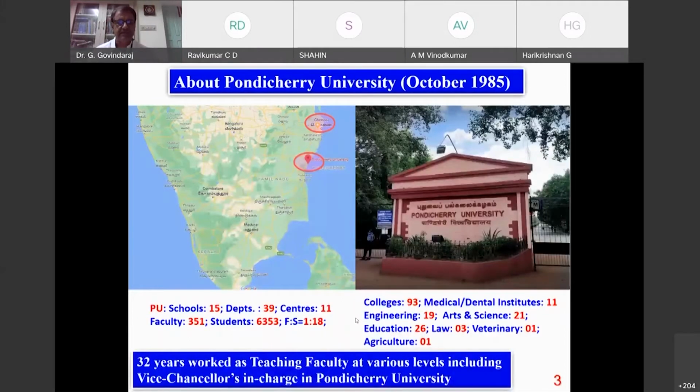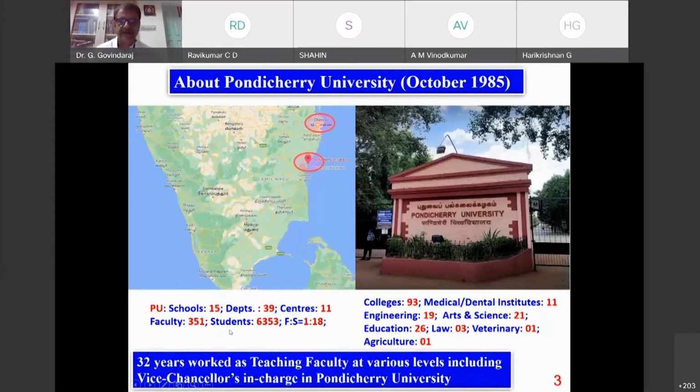So this is our university location. It is in Pondicherry, about 140 kilometers from Chennai. These are the present strength of the departments, the various departments, and the affiliated institutions. And I have completed 30 years of work as a teaching faculty at various levels, including as vice chancellor in charge of Pondicherry University for some time.